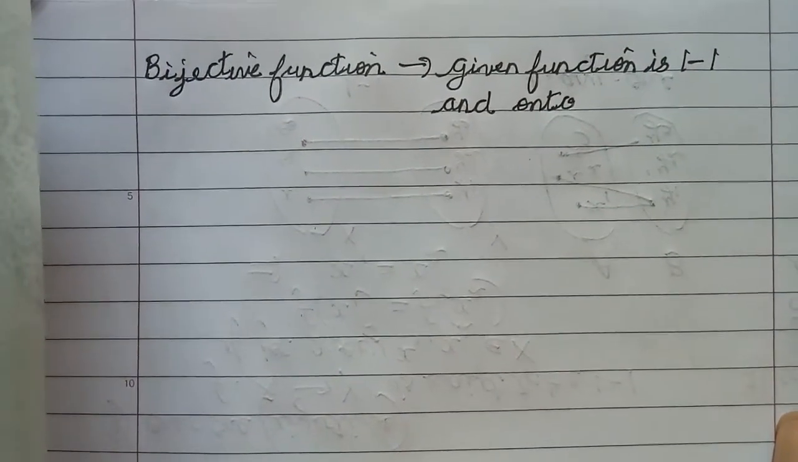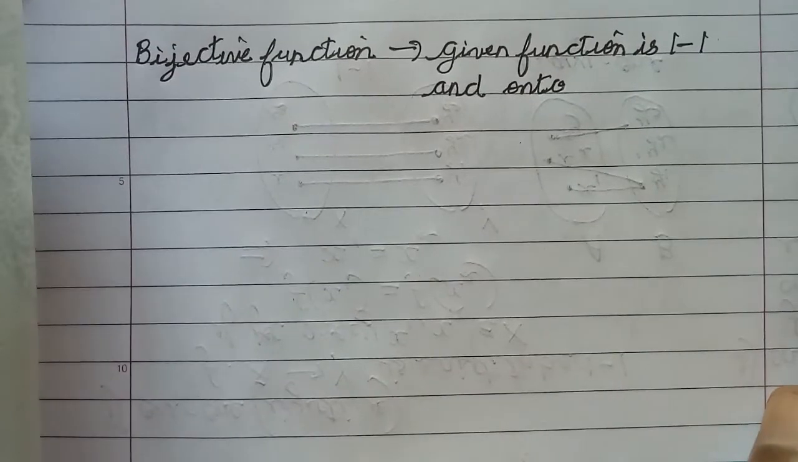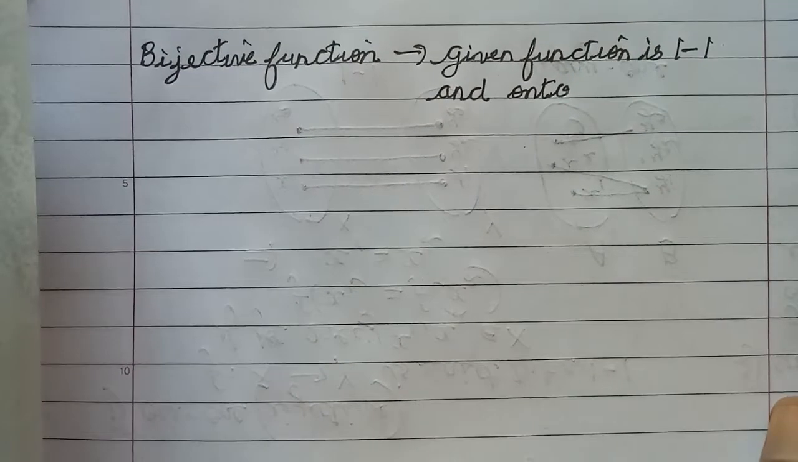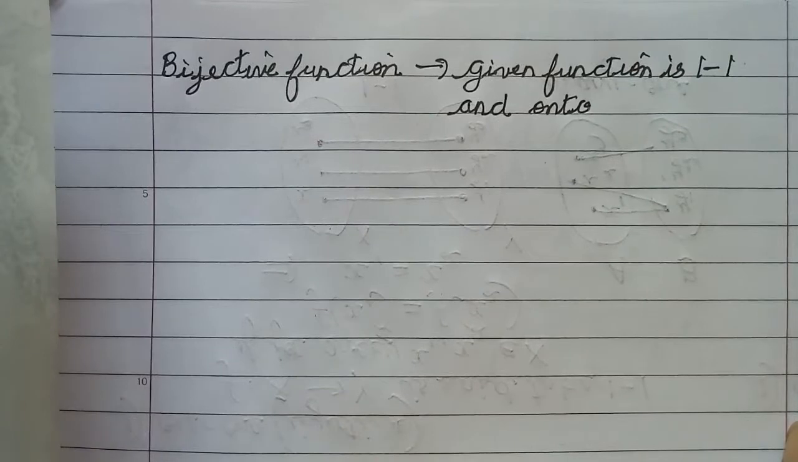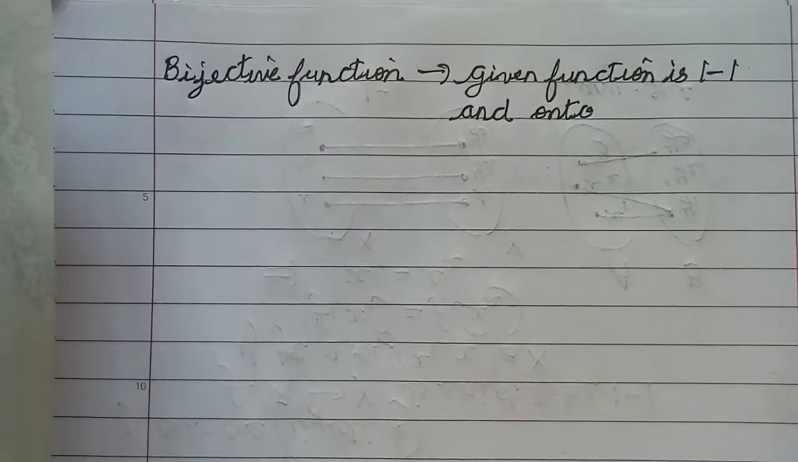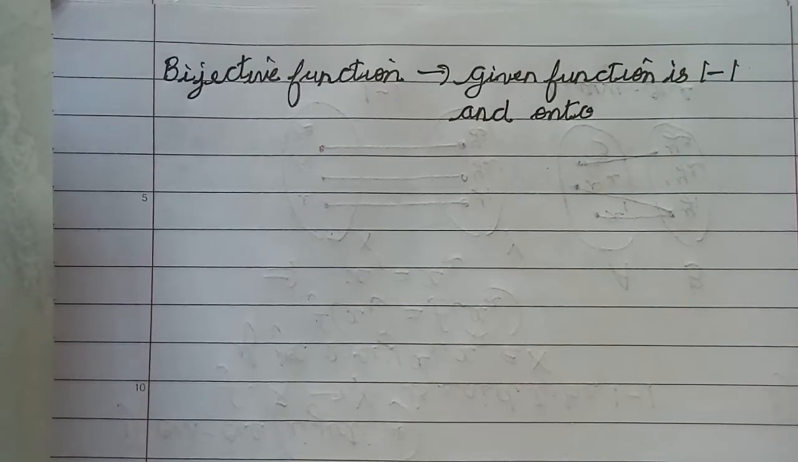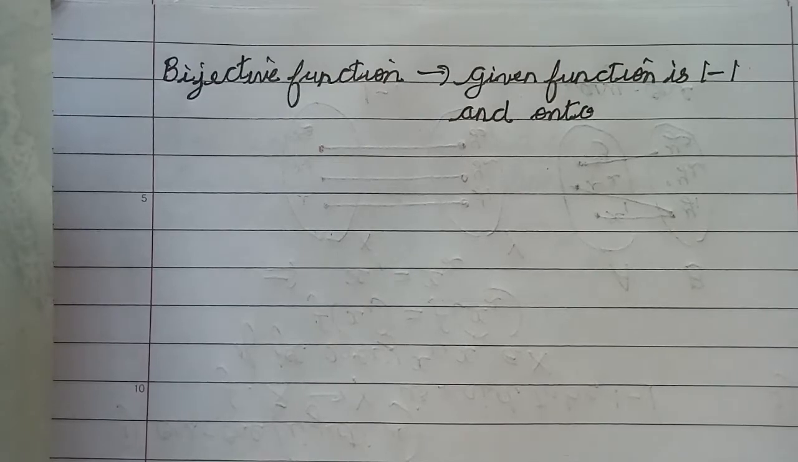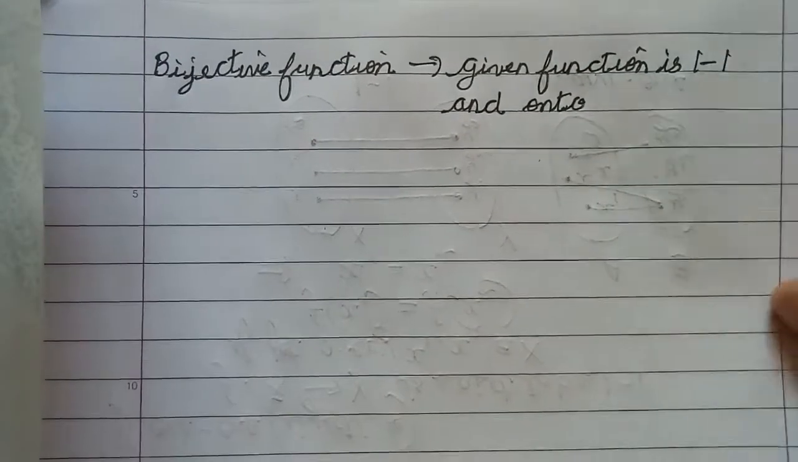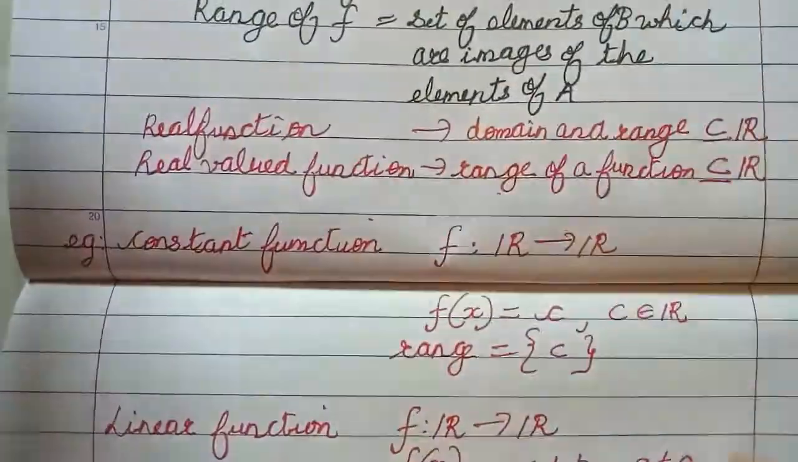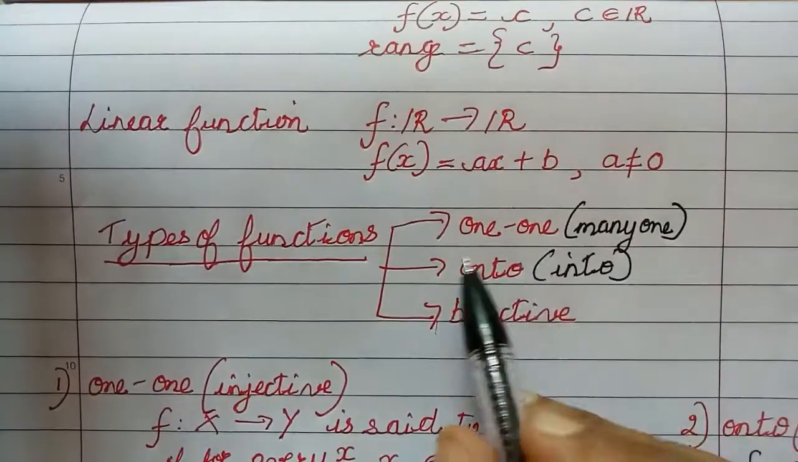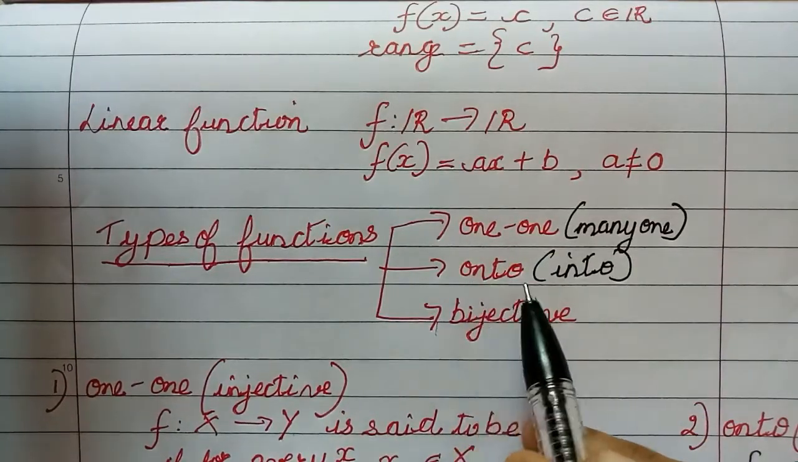Now we have to learn some results related to functions. Let me highlight some important ones. So there are three types of functions, children. One is the one-one function, you have the onto function, and you have the bijective function.